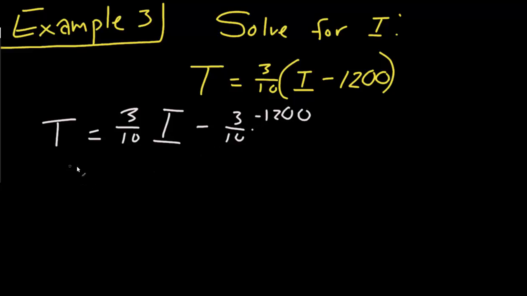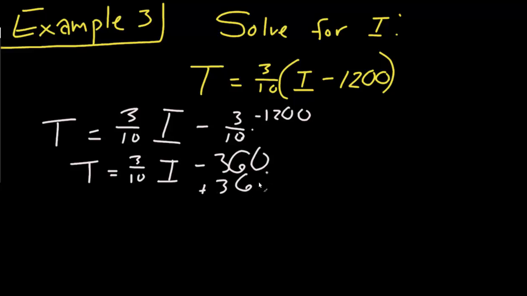Okay, so let's go ahead and simplify this. T equals 3/10 I minus 3 times negative 1200 is going to be negative 3600. And this is going to be divided by 10. So I know that we can just take away one of those zeros on negative 3600 and we get negative 360. Okay, so we're getting a little bit closer. I'm going to go ahead and put this 360 on the other side so we can get even closer to getting I by itself.